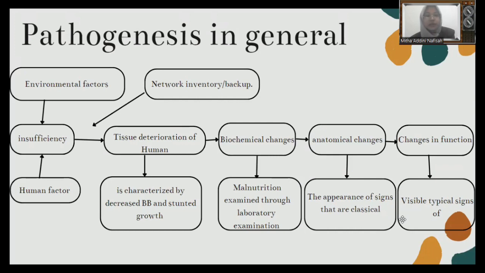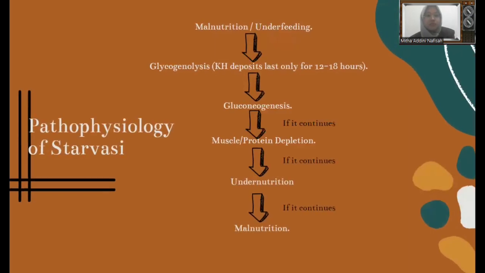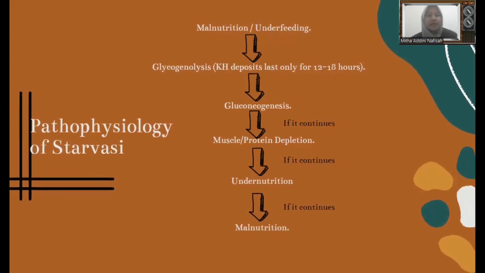Okay, for the next, this is the pathology of starvation, a malnutrition of underfeeding. First, glycogenesis or carbohydrate deposits last only for 20 until 80 hours. Then gluconeogenesis. If it continues, muscle protein depletion. If it continues, undernutrition. And if it continues, malnutrition.